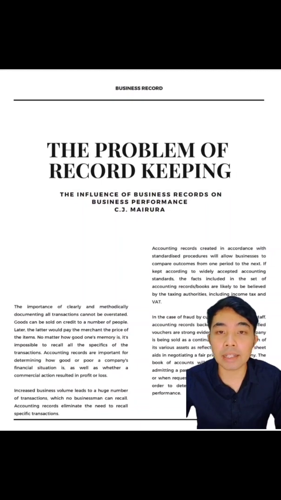Accounting records created in accordance with standardized procedure will allow a business to compare outcomes from one period to the next, if kept according to widely accepted accounting standards. The facts included in the set of accounting records or books are likely to be believed by the taxing authorities, including for income tax and VAT.